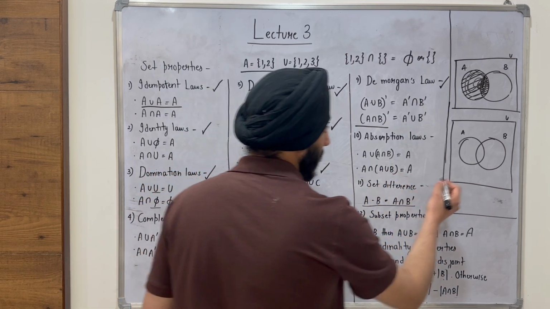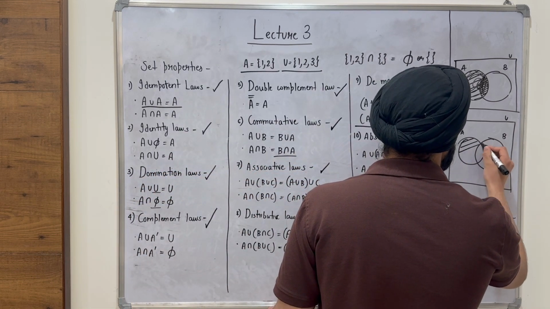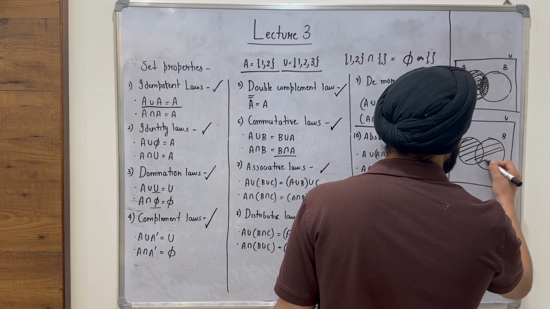And now let's try to solve for the other part. A union B would basically mean this entire region, right?